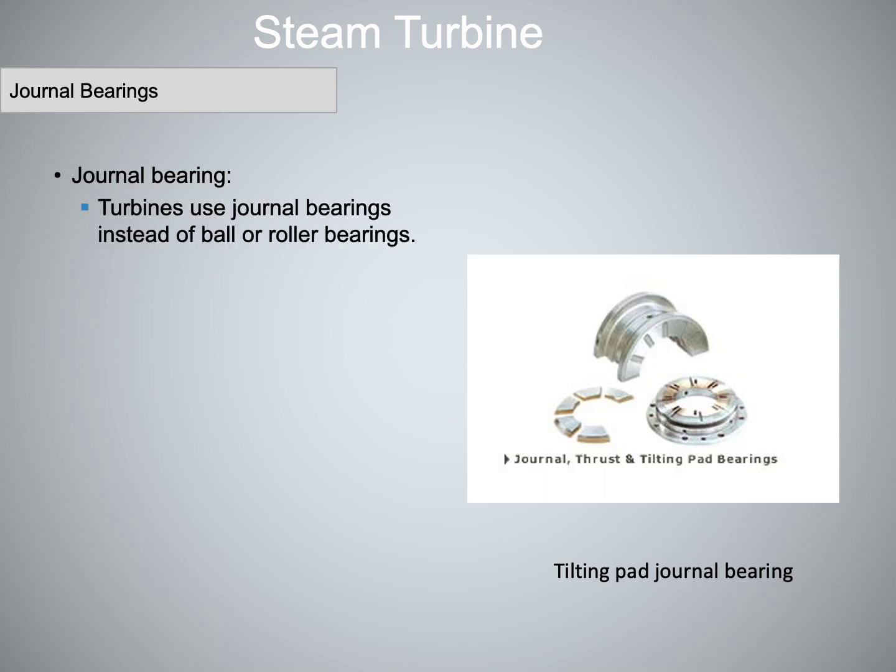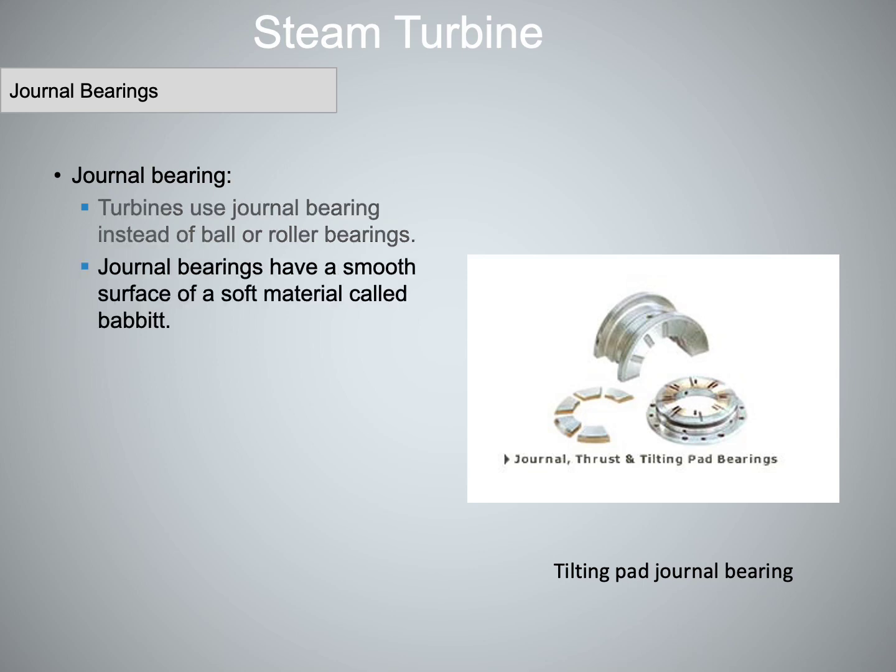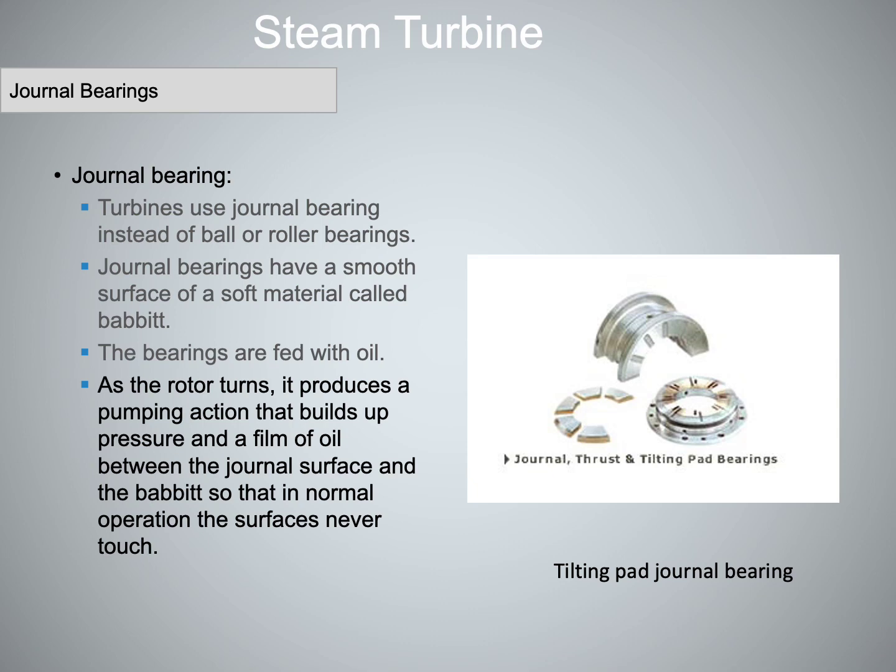Turbines use journal bearings instead of ball or roller bearings. Journal bearings have a smooth surface of a soft material called babbitt. The bearings are fed with oil. As the rotor turns, it produces a pumping action that builds up pressure and a film of oil between the journal surface and the babbitt, so that in normal operation the surfaces never touch.